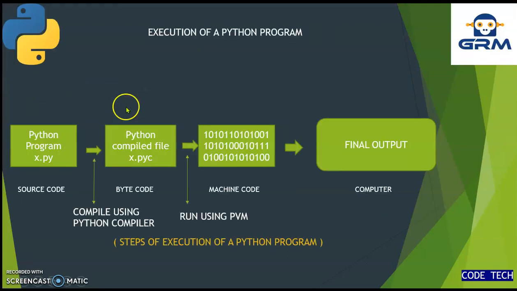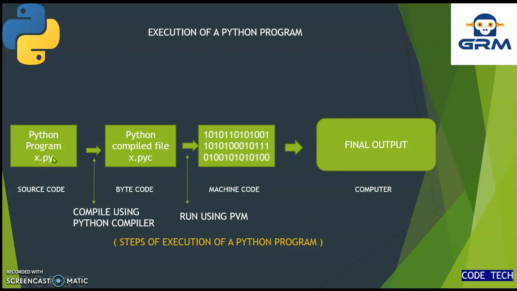See, this is the whole execution process of a Python program. The first step is to create a Python program and save it using the .py extension. If you do not save the Python program with .py, then the computer can take that file as a text file. So always remember that when you write a Python program, save it with the .py extension, so the computer can understand that file as a Python file. We can also say that this is the source code.